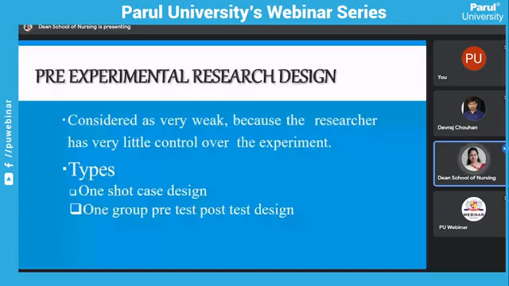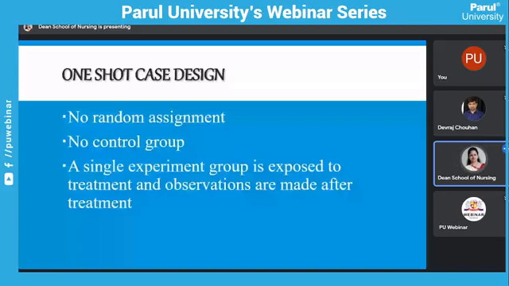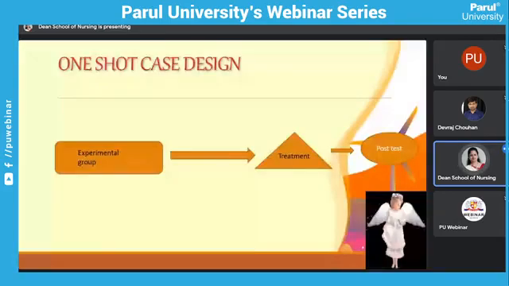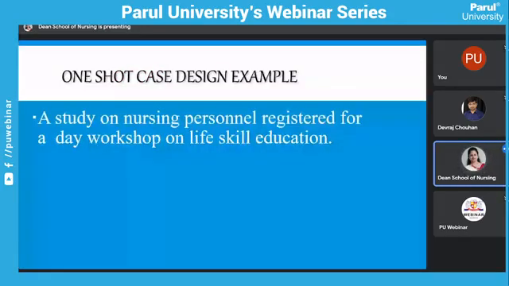In one shot case design, there is no random assignment and no control group. A single experimental group is exposed to the treatment and observations are made after treatment. This is an example: experimental group, treatment, then post-test. An example of one shot case design is a study on nursing personnel registered for a day workshop on life skill education.